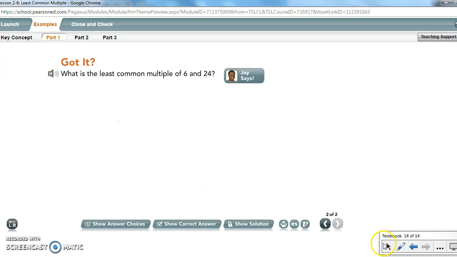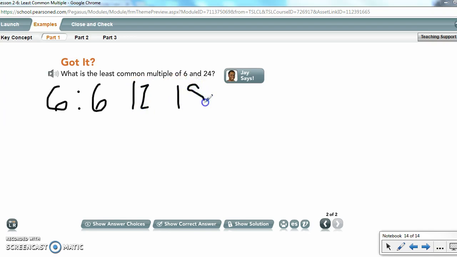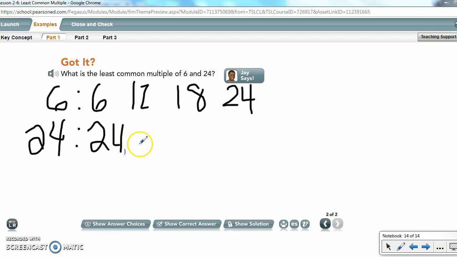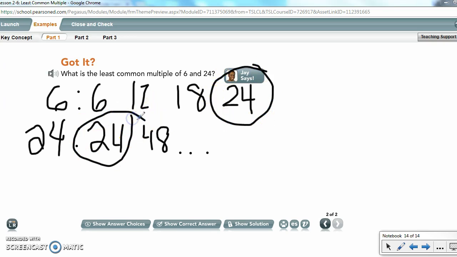What is the least common multiple of 6 and 24? So let's list it. What is 6 times 1? Well, 6 times 1 is 6. 6 times 2 is 12. 6 times 3, 18. 6 times 4 is 24. Let's try 24. What's 24 times 1? 24. 24 times 2? 48. Okay, do we have any common multiples? We sure do. 24. So what's my least common multiple? My LCM is 24. Go ahead and copy that down.